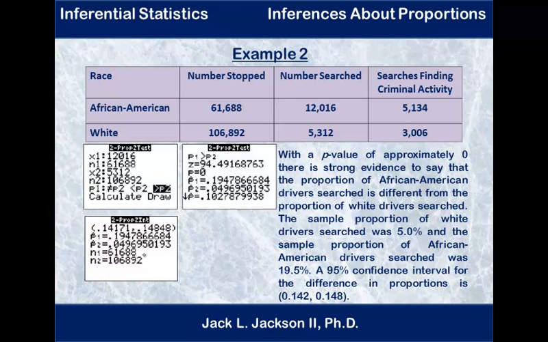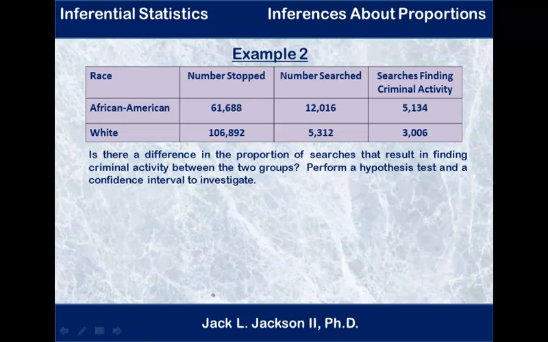Well, what about criminal activity? Is there some reason to believe that one group is much higher in actual criminal activity? Let's take a look at that and see what about comparing the proportion of searches that result in finding criminal activity. So now we're going to think of the searches as being our sample sizes, and then a success is if they actually find evidence of criminal activity. We're going to perform a hypothesis test and a confidence interval to investigate if there's a difference between the two. Go ahead and do that now. Press pause.